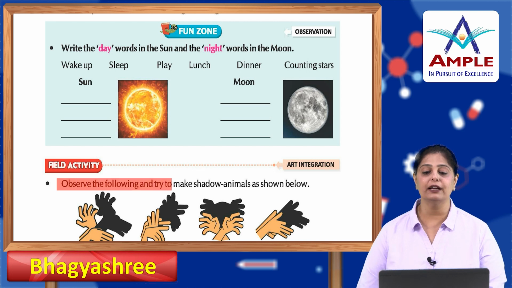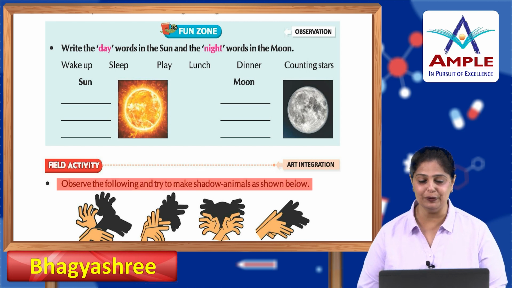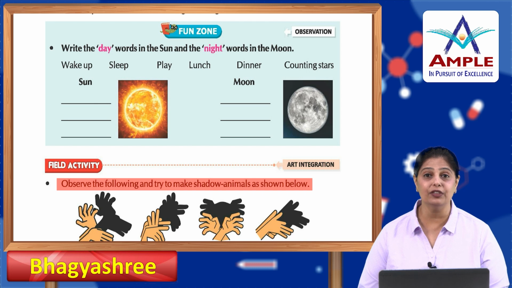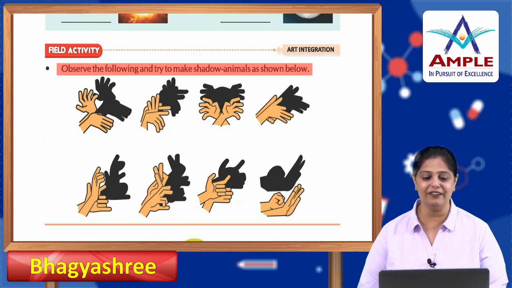Okay. Field activity. Observe the following and try to make shadow animals as shown below. So, now you know where you have to keep the light, and then when you keep the light and you obstruct the light, you will see that the shadow is falling on the wall. Okay. Try doing this. Alright.